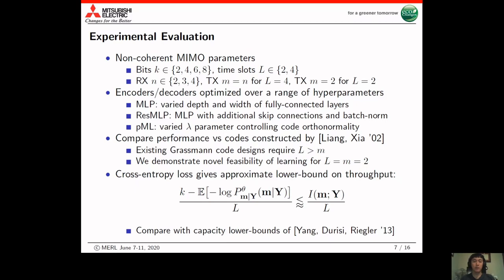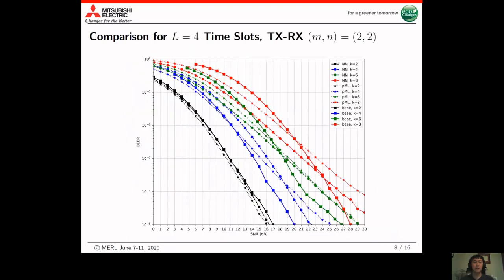We compare the throughput of the codes that we design to the theoretical capacity bounds found in the literature by Yang, de Risi, and Riegler. This slide compares our code designs for 4 time slots and 2x2 transmit and receiver antennas in comparison to the baseline approach by Liang and Xia.